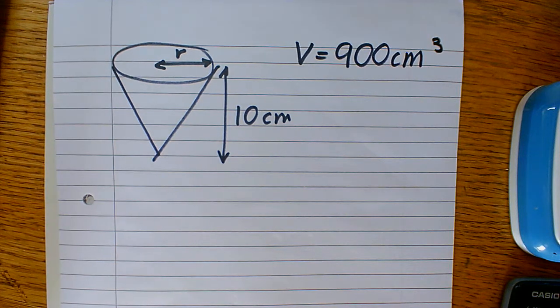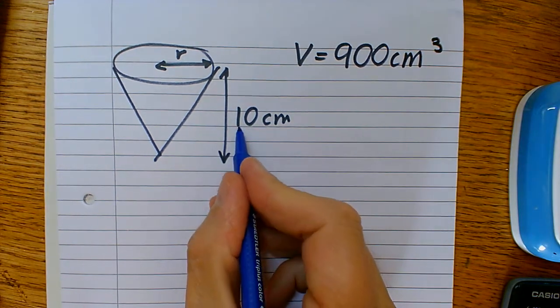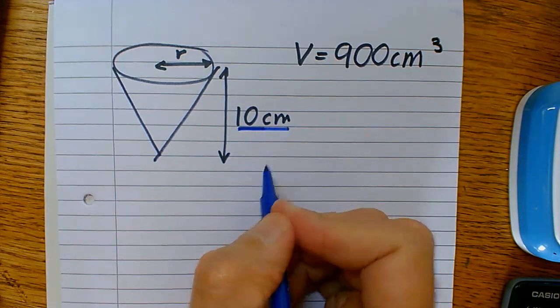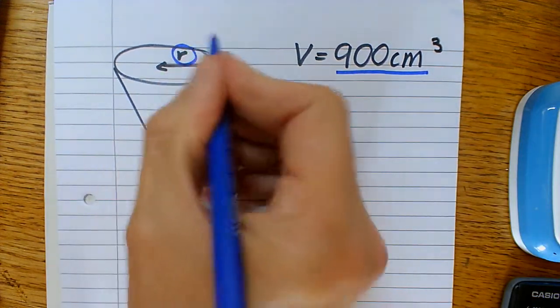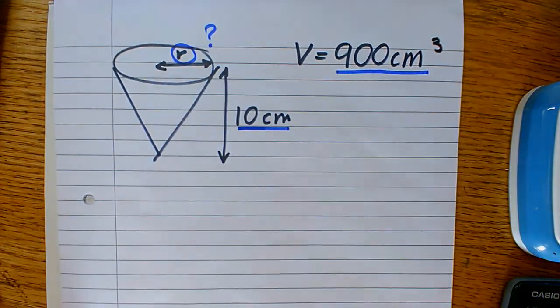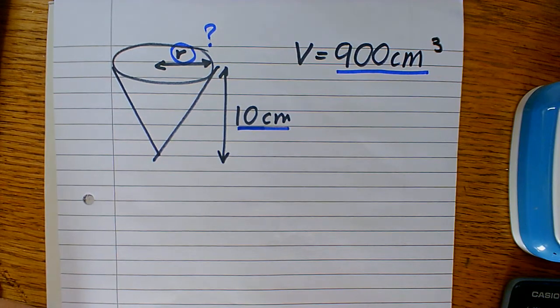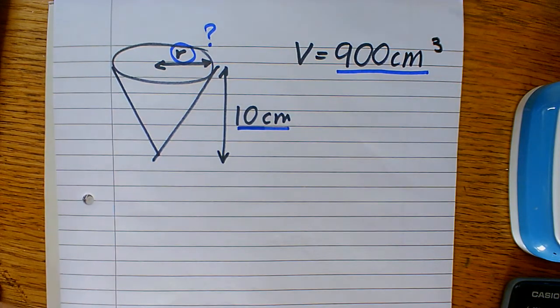Okay folks, having a look at this question, we're given a cone here. We know that the height of the cone is 10. We know that the volume of the cone is 900, and the question is, what is the radius? So what radius would the cone have to have so that when we worked out the volume, it would come out to be 900?